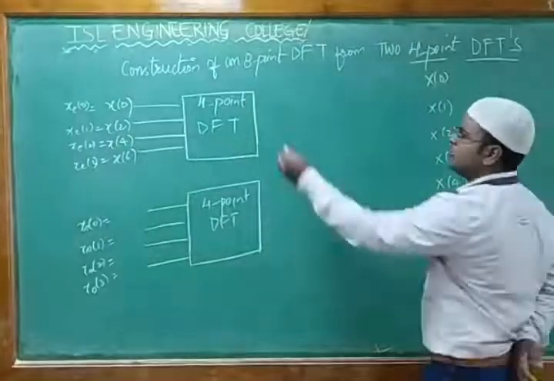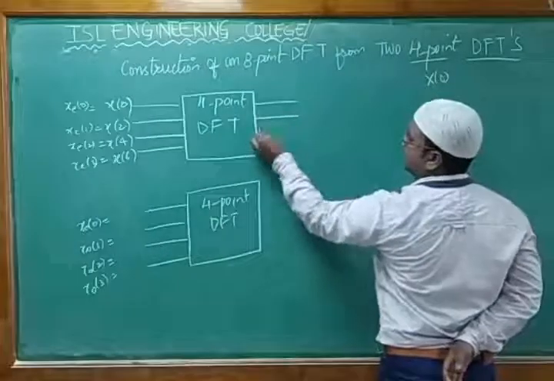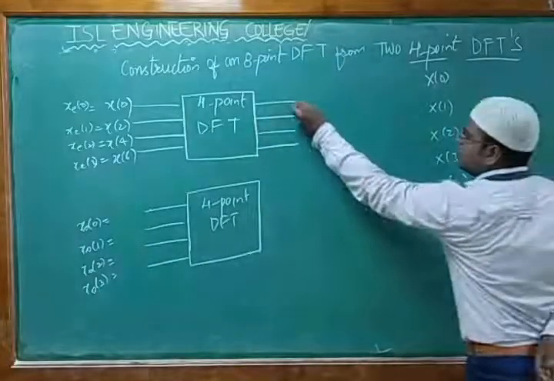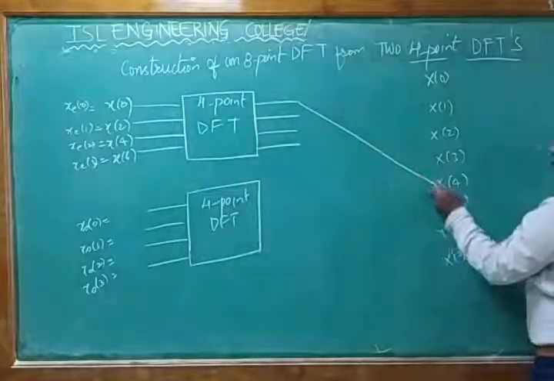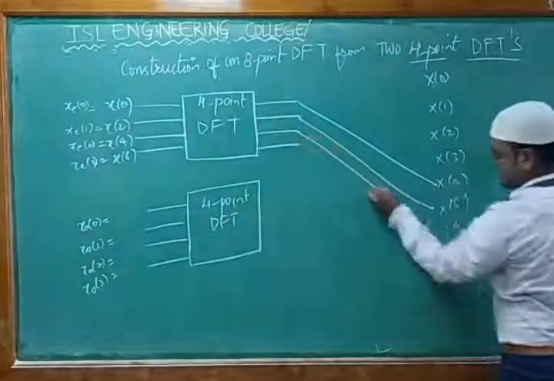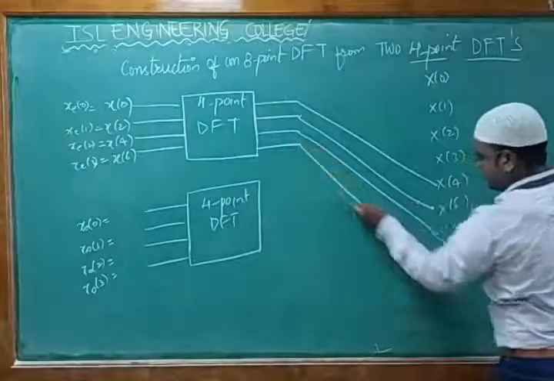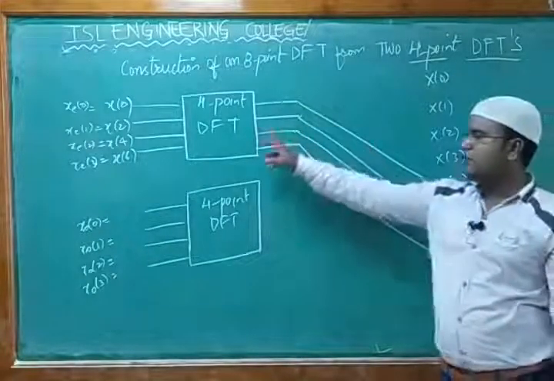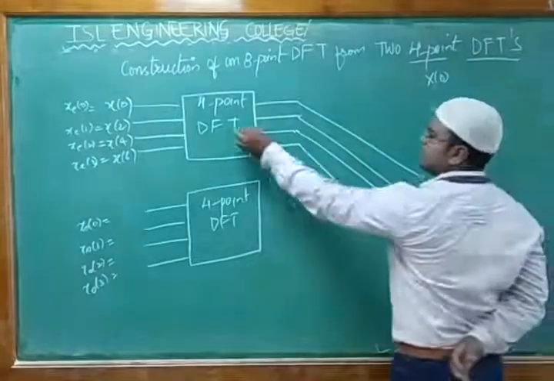For the even components' output, if you want to write 1, 2, 3 and 4, that will start from the fourth one, because we want to write the even component. X of 4, then next is X of 5, the next is X of 6, next is X of 7. So those are the even components. What is the output of this block?